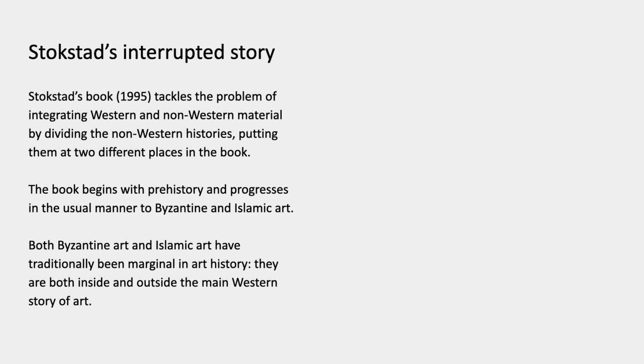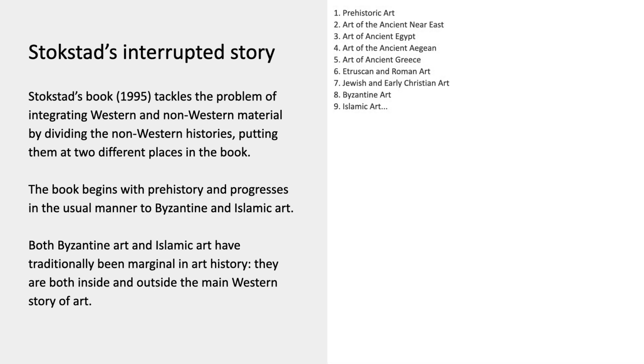I'm going to take the table of contents in Stockstad's book as an example of this. So the book begins with prehistory. You see chapter 1 at the top there. It might be a little bit small to make out, but anyway, it's chapter 1. There's ancient Egypt and Greece and Roman art, Christian art, and so on.